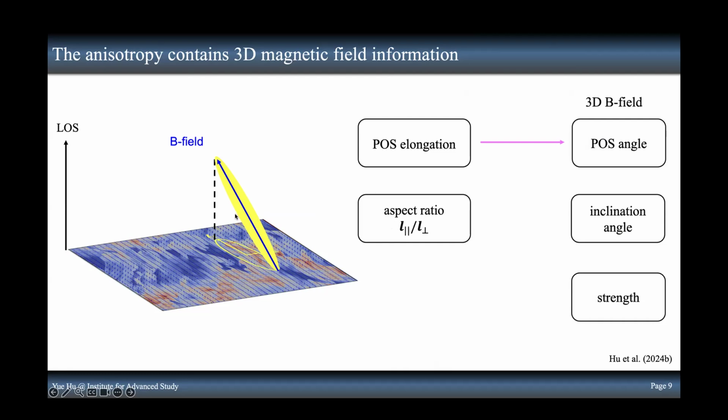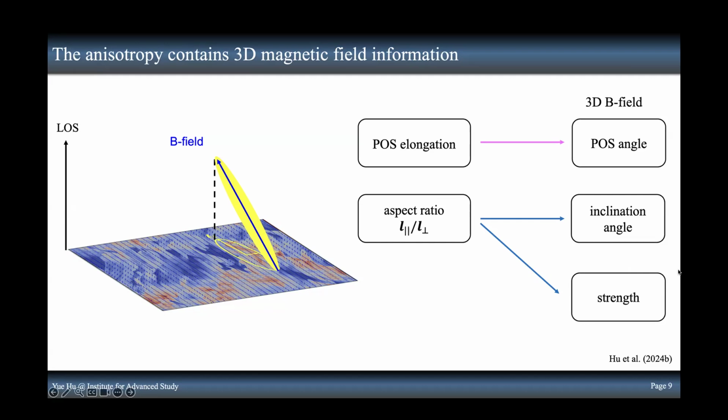We can think about an extremely weak magnetic field, like hydrodynamic turbulence. We don't expect any anisotropy. Therefore, the aspect ratio should be just 1. So the aspect ratio is well correlated with the inclination angle and magnetic strength, and such information can tell us how we can get the 3D magnetic field from just 2D observations.